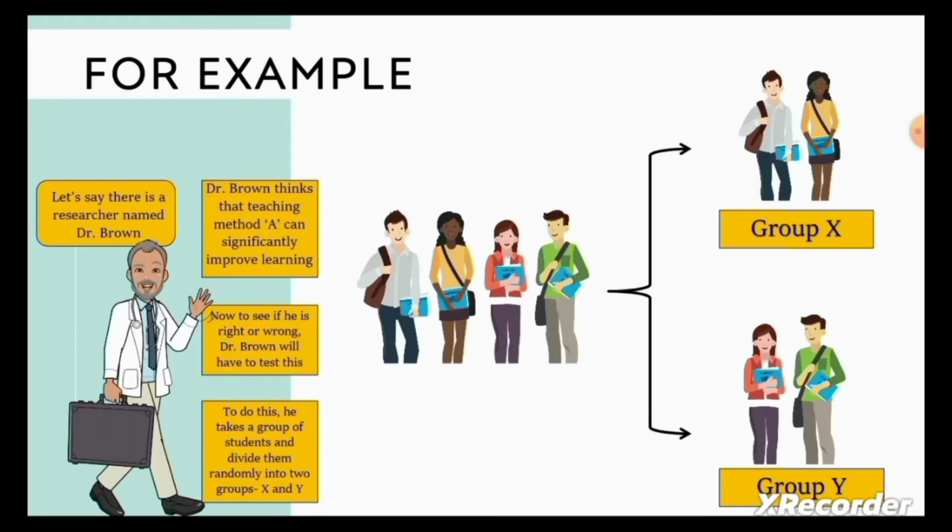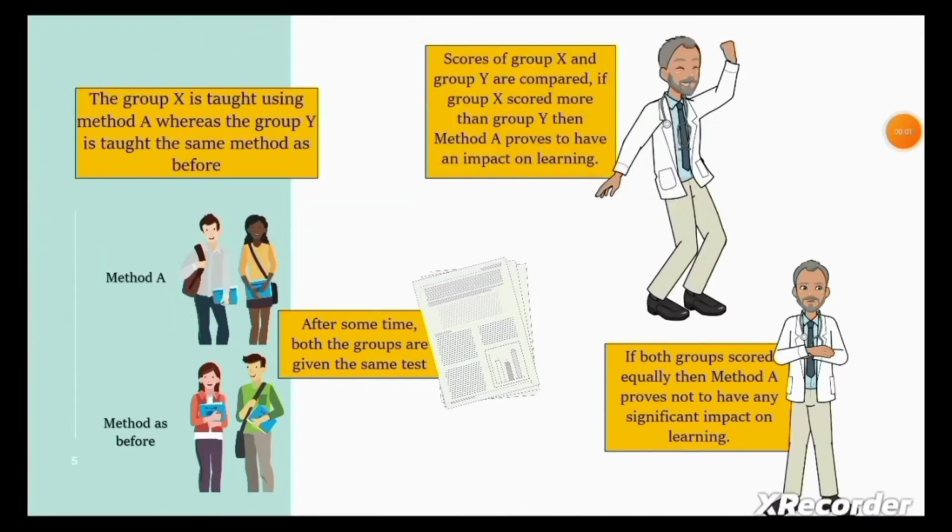So let's say there is a researcher named Dr. Brown. Dr. Brown thinks that teaching with method A can significantly improve learning. Now to see if he is right or wrong, Dr. Brown will have to test this. To do this, he takes a group of students and divides them randomly into two groups, Group X and Group Y. After dividing the groups, the Group X is taught using method A, whereas the Group Y is taught using the same method as before.